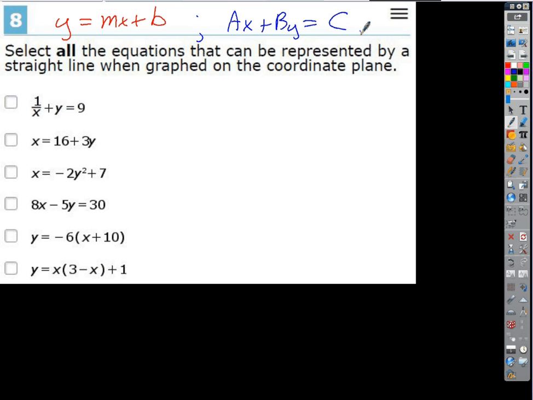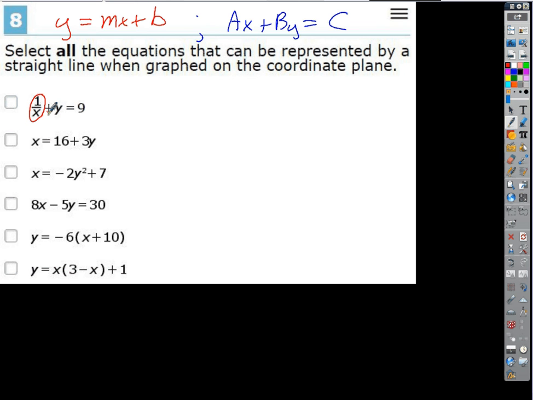What are the rules for the variables when we're writing a line? The variables are always on the top. They're never on the bottom of a fraction. Are they ever multiplied by other variables? No. They're always by themselves. What power are they to? First power, right? So this one doesn't work, and the problem area is right there. I have a 1 over x, so it's out. What about the second one?